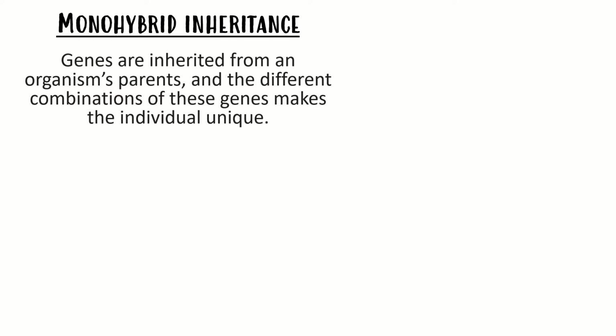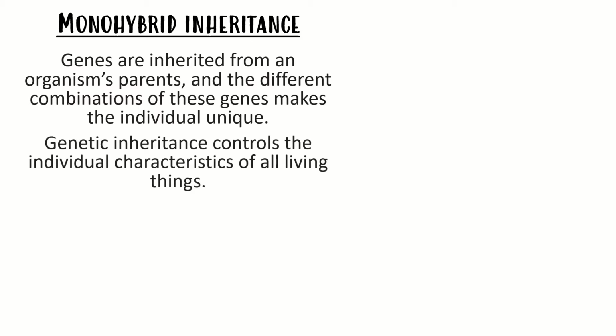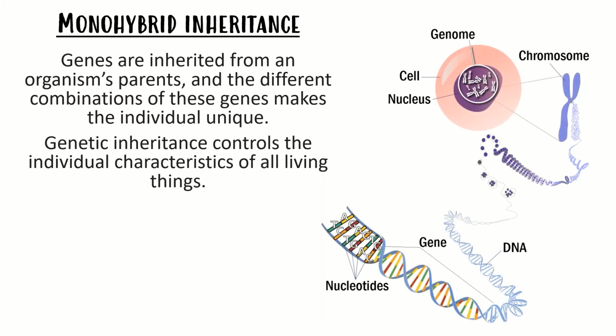So we remember genes are inherited from an organism's parents, and the different combinations of these genes make the individual unique. Genetic inheritance controls the individual characteristics of all living things. Remember, a gene codes for a protein, and all of those genes on your DNA code for the different proteins that make up your body and determine the different characteristics that you have.